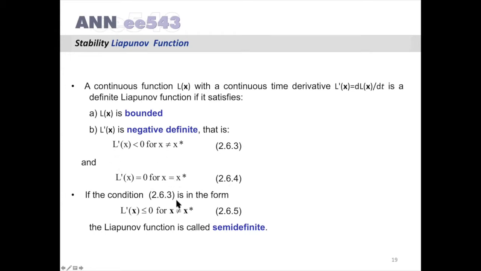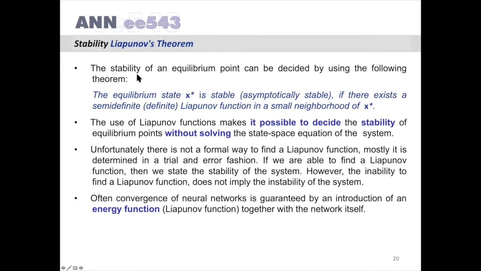If this condition is in the form of less than or equal to 0 instead of less than, in that case the Lyapunov function is called semi-definite. The stability of an equilibrium point can be decided by using the following theorem. The equilibrium state X star is stable if there exists a semi-definite Lyapunov function in a small neighborhood of X star, or if we use asymptotically stable instead of stable, in that case it will be a definite Lyapunov function.